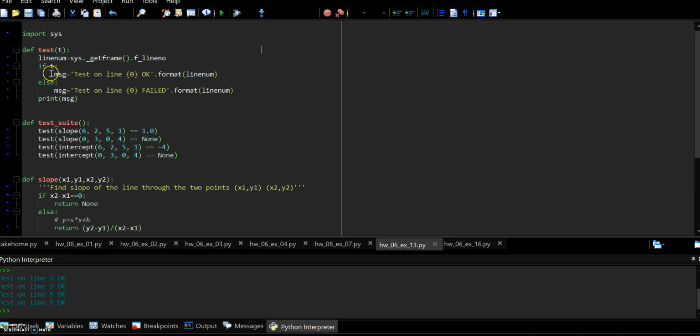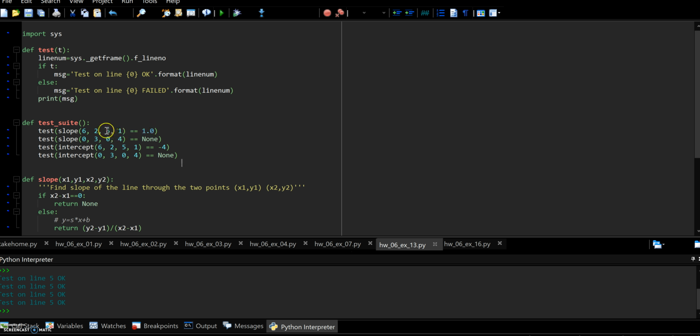And here, if the condition is satisfied, the message will be test on linum OK, or else the message is assigned to test on linum failed. And eventually, if the function is called, it will print out the message.